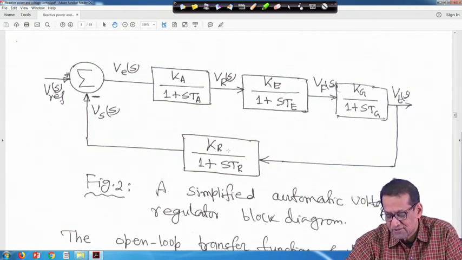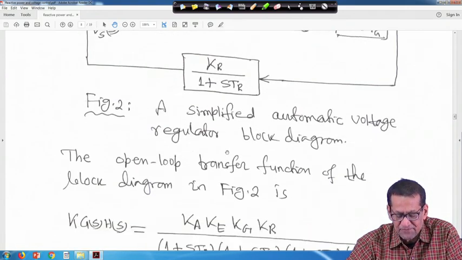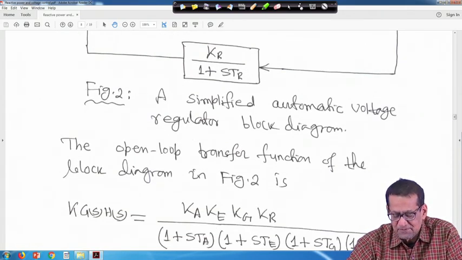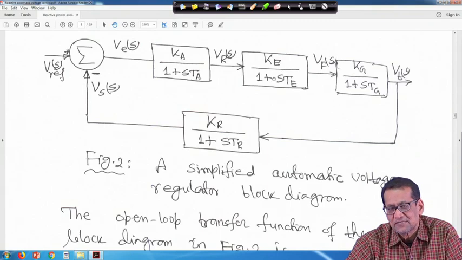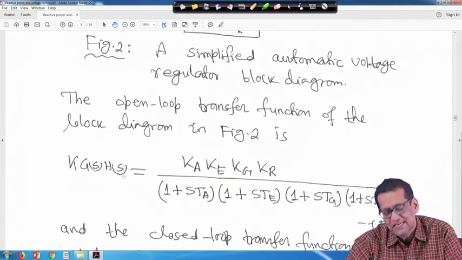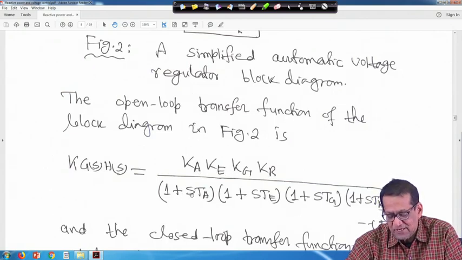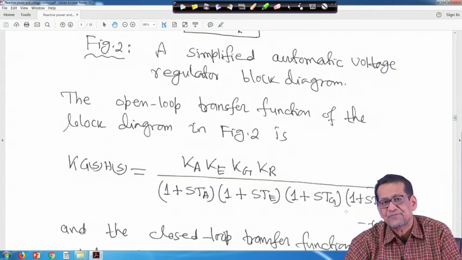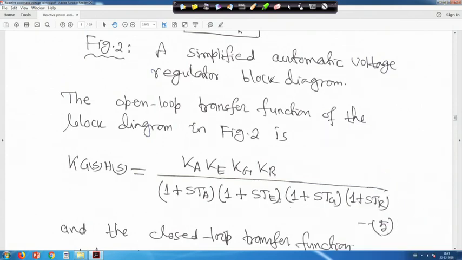So, this is a simplified automatic voltage regulator block diagram. Now, the open loop transfer function of this block diagram we can simply write as KGSHS is equal to Ka Ke Kg Kr divided by 1 plus S Ta, 1 plus S Te, 1 plus S Tg, and 1 plus S Tr. This is the open loop transfer function, right.